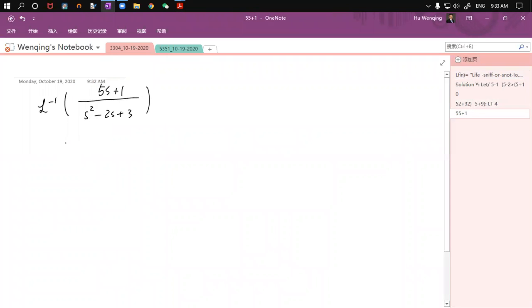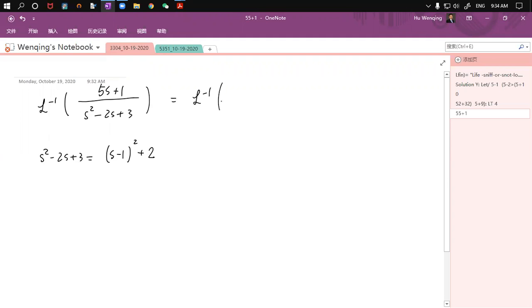So can you decompose this one? s squared minus 2s plus 3, are you able to write it as s minus alpha multiplied by s minus beta? Well, this is not possible because b squared minus 4ac is going to be less than 0. That's the discriminant being less than 0, so you're not able to do the decomposition. Therefore, you must complete the square. As long as you complete the square, you're going to see that this is (s minus 1) squared plus 2. Okay, so completing the square is good.